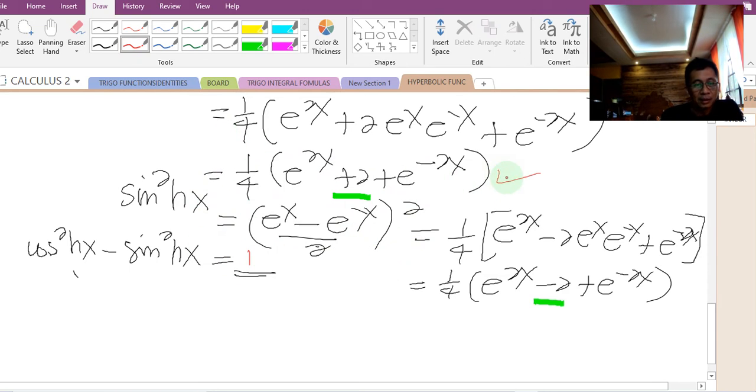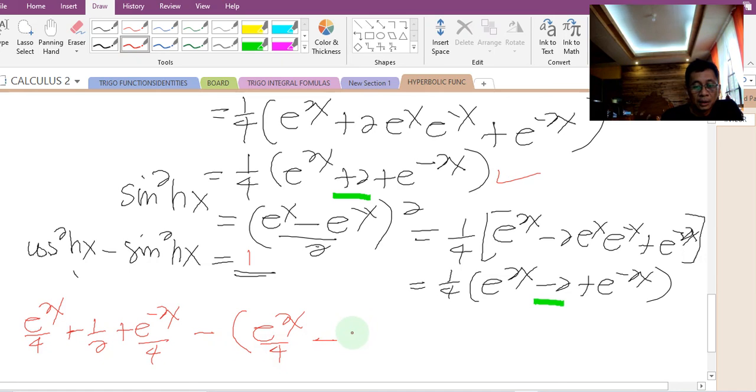Ito yung cosine, diba? So, yung cosine natin is, i-distribute natin yung 1/4. So, this is e^2x over 4 plus 1/2, diba? Plus e^negative 2x over 4 minus, okay, sa loob, yung sine, ito yung sine. I-distribute natin ito. So, e^2x over 4. So, minus 1/2, diba? Ito, 2 over 4 is negative 1/2 plus e^negative 2x over 4.